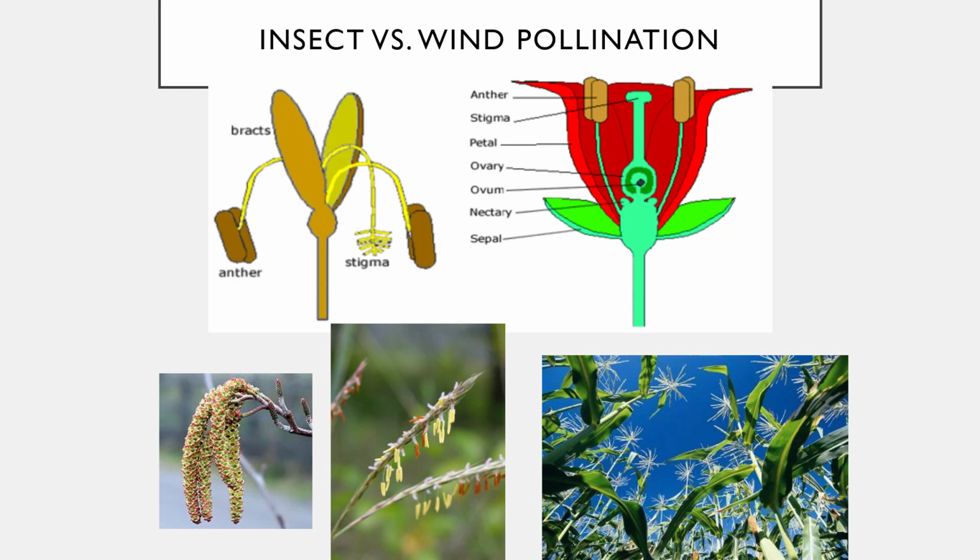So here are some wind-pollinated flowers on the left here. This is what they tend to look like. And the bottom left corner here, those are the male flowers, catkins hanging, and the female are that shorter, smaller, upright, cone-looking thing. So quite a bit different than insect pollinated.